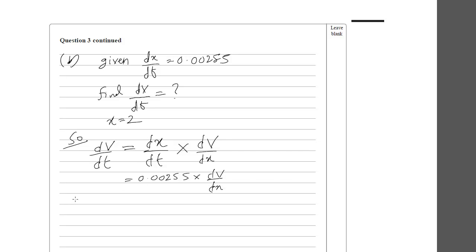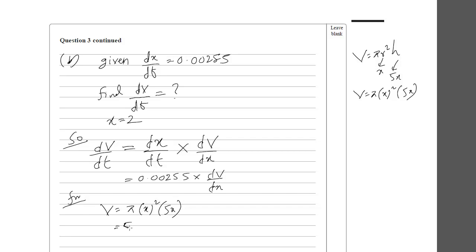So let's write down the rule now. This time it's a cylinder. Remember, we have the volume of a cylinder. If you remember, the volume of a cylinder is pi r squared h. Since the radius is x and the height is 5x, the volume would be pi x squared times 5x. So for volume equals pi x squared times 5x, we can write this as x squared into x is x cubed, so 5 pi x cubed.